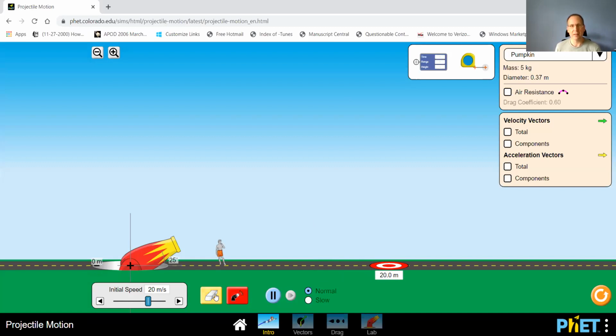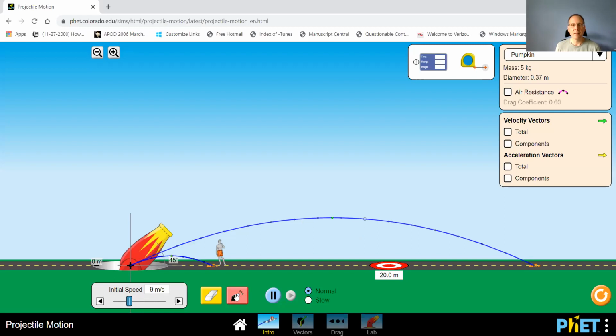So let's say you guess it was 20 meters a second. Nope, that's way too fast. So then let's say you thought it was 9 meters a second. Nope, that's way too slow. And then if you play with this, eventually you'll find the correct speed so it hits right in the center of the target. Then you're going to change the angle to 45 degrees and do the same thing. Play around with the speed here until it hits directly in the center of the target. Okay, you're going to find the correct speed.